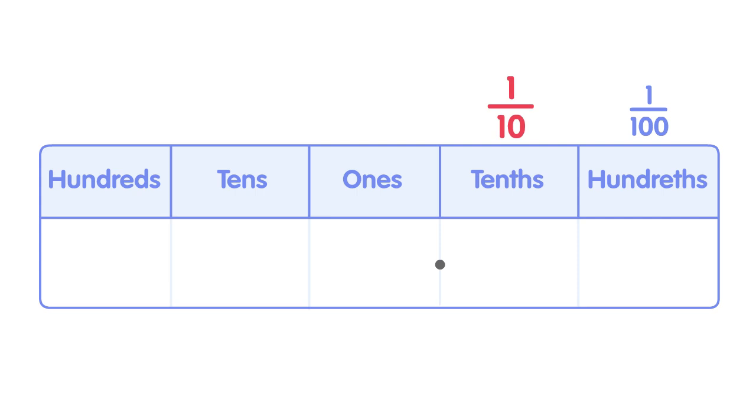Here's 1/10 written as a decimal. And here's 1/100 written as a decimal. Let's take a look at how we use decimal numbers.